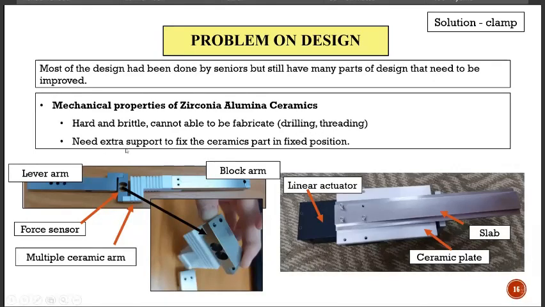So it needs extra support to fix the ceramic part in a fixed position. So we are going to design a clamp to clamp on the multiple ceramic arm and the force sensor, and the other clamp is on the linear actuator to clamp the ceramic plane.